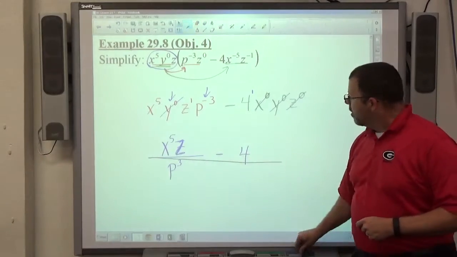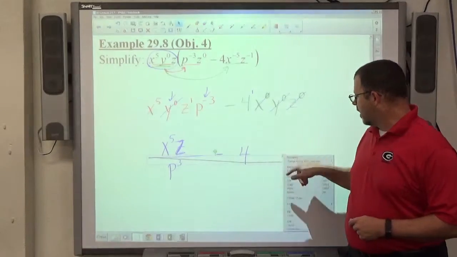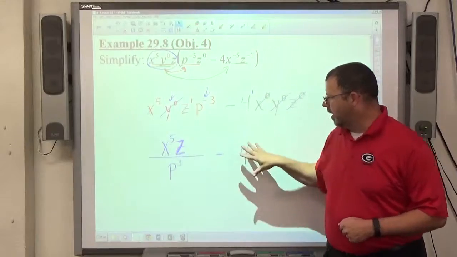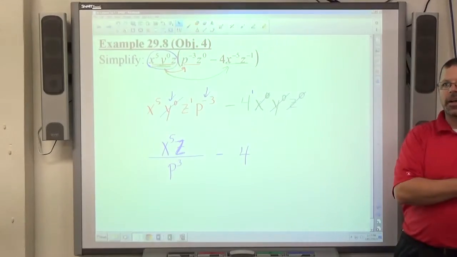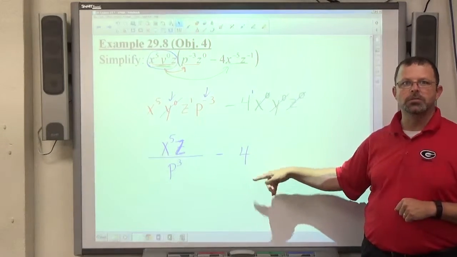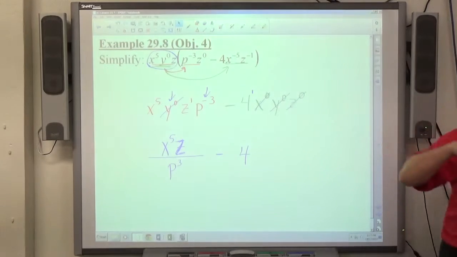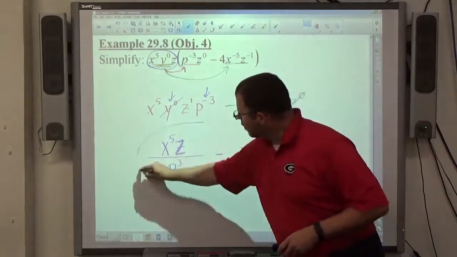4 is not in a fraction. This is a fraction. They're different terms. They're separated by a minus sign. The fraction does not extend beyond that plus or minus sign. In order to get this to be a fraction, you need to get a common denominator of p cubed to deal with that. So don't be that person that extends that fraction mark because you think it's supposed to look that way. That's what it's supposed to look like. This is the final answer.